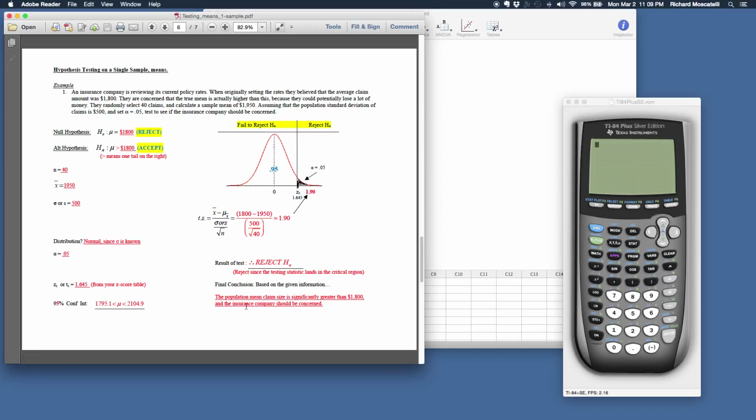Remember, this template's available on Blackboard and also on my math lab. So you could download this template, print it out, it's blank, and of course you could fill it in for each of the hypothesis testing questions that you do.